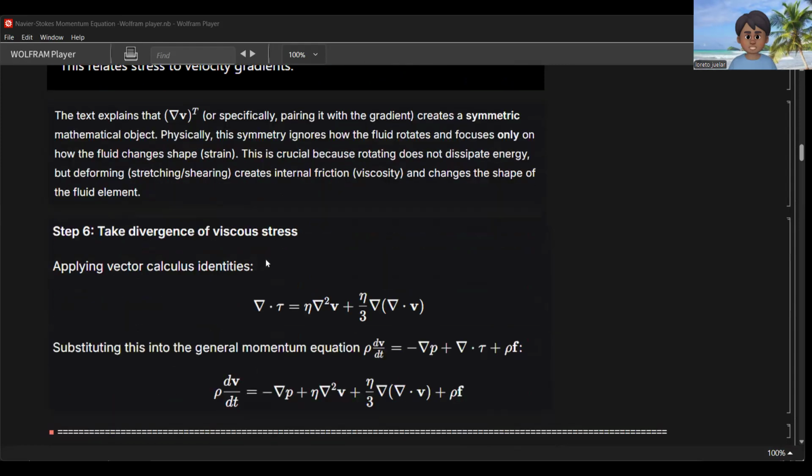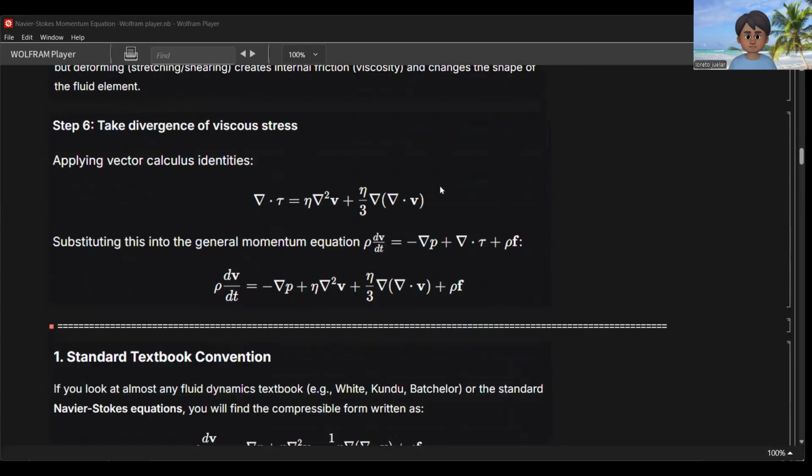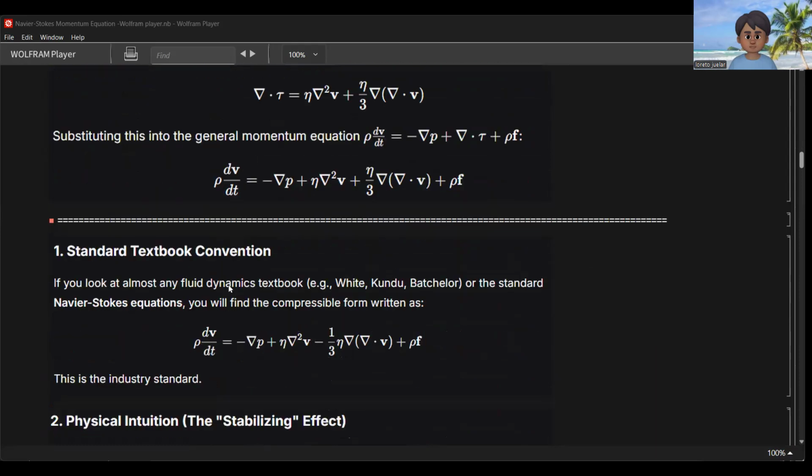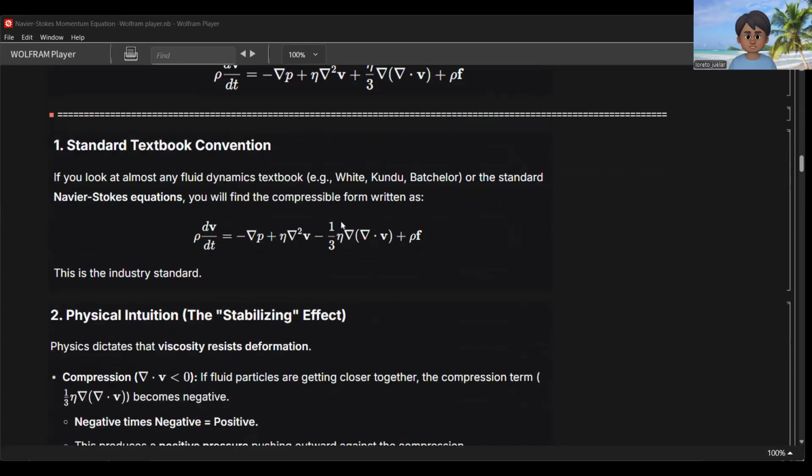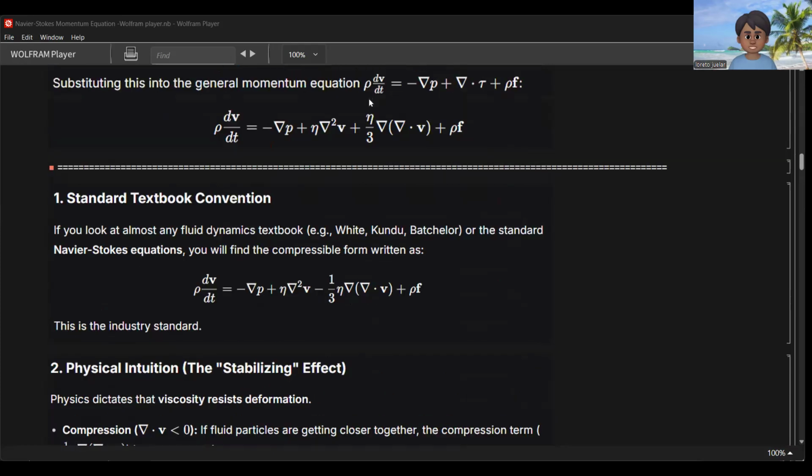So take the divergence of viscous stress, applying vector calculus identities, and substitute it into the general momentum equation. So we have this. But in the standard textbook conventions, if you look at almost any fluid dynamics textbook, White, Kundu, Batchelor, or the standard Navier Stokes equation, you will find the compressible form written like this. Here we have the positive, but this one is negative. So this is the industry standard.